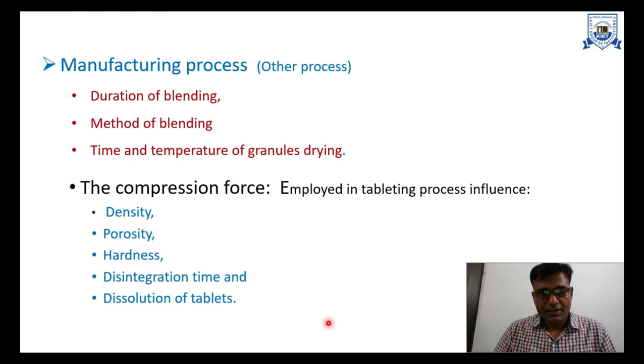Now another manufacturing process which may influence the absorption process is duration of blending, then method of blending, and time and temperature of granule drying. In the duration of blending, if there is no proper mixing of the ingredients, then content uniformity may be affected, and finally it may affect the absorption process.